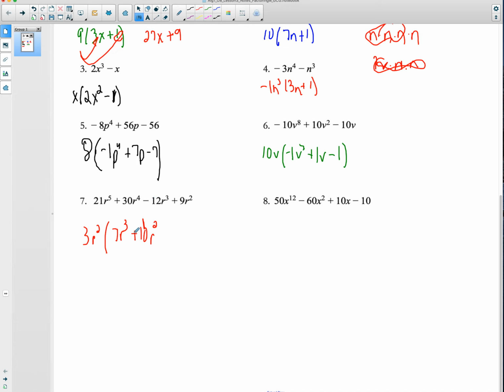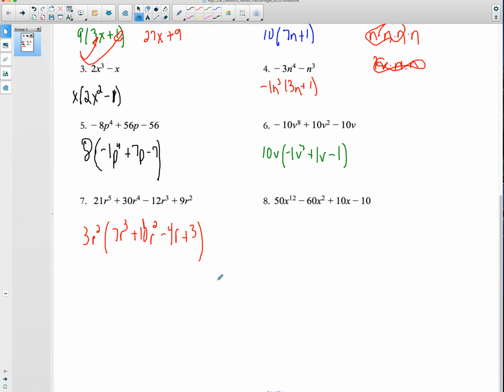And then negative 12 divided by 3 is negative 4. We have r cubed. We took out 2 r's. That leaves us 1 r. And then 9 divided by 3 is 3. And then we had 2 r's. We took those 2 r's outside, and so that's all we have left right there.